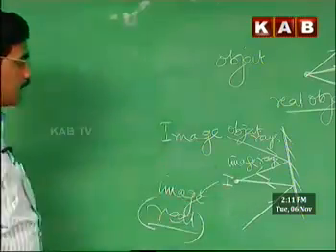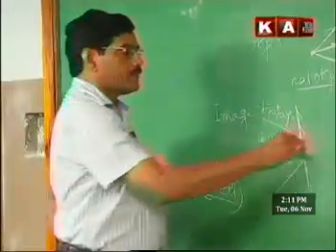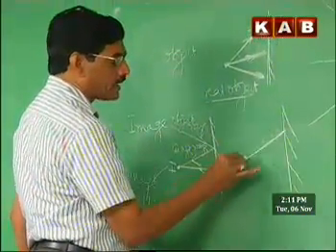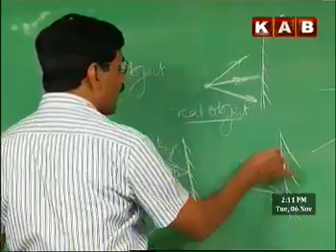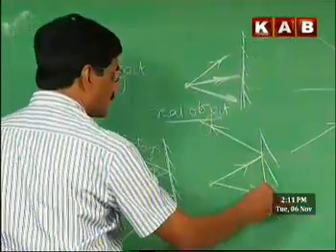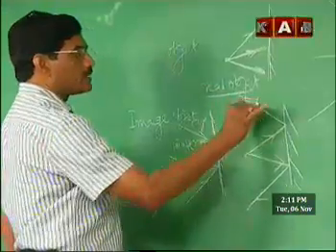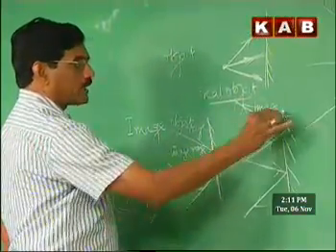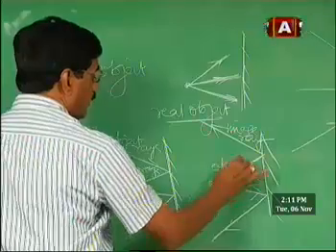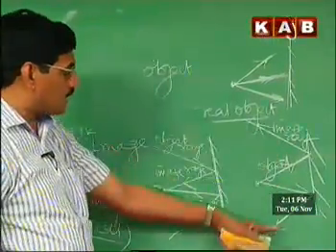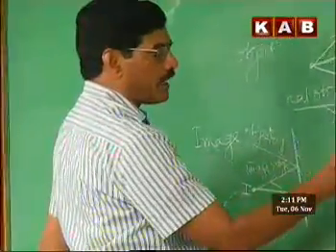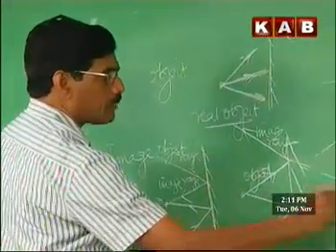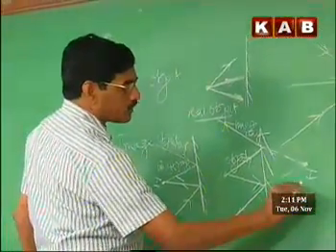Rays are convergent. In case the object rays are incident on the mirror like this, after reflection the image rays are divergent. These are image rays, these are object rays. These image rays are divergent, they do not meet but appear to be coming from this point. This image we call a virtual image.